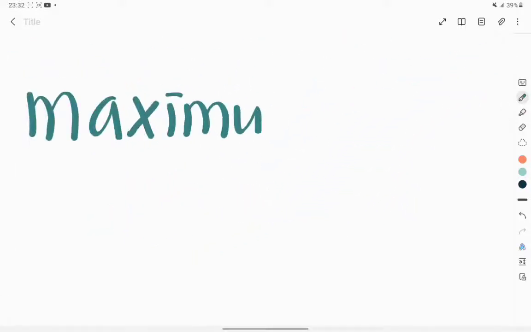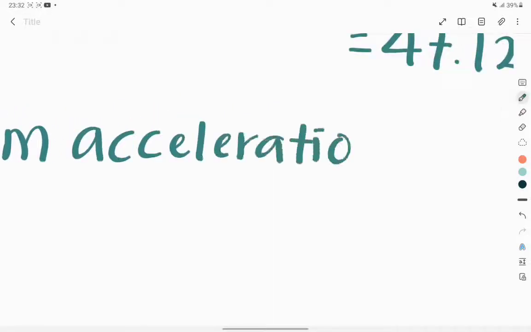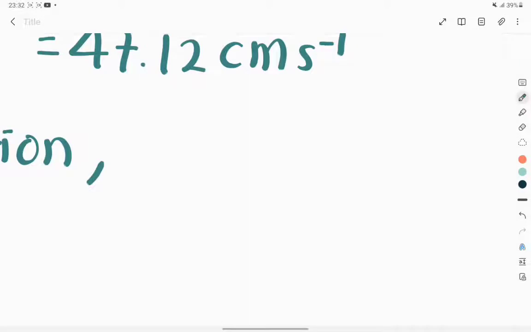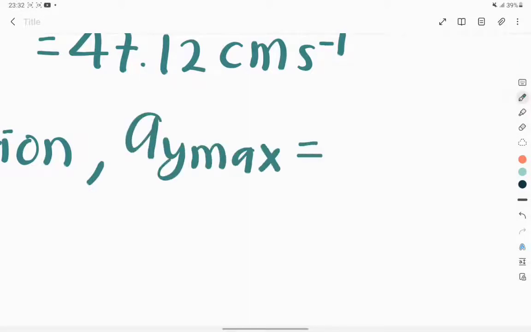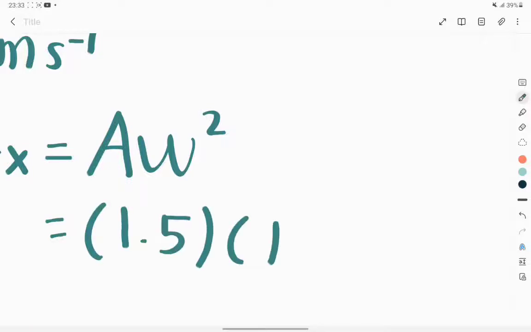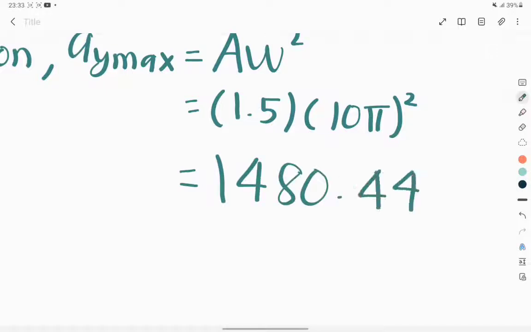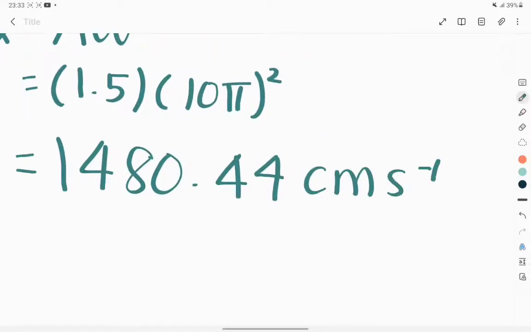Maximum acceleration. ay max equals A omega square, 1.5 times (10 pi) square, equals 1480.44 centimeter per second square.